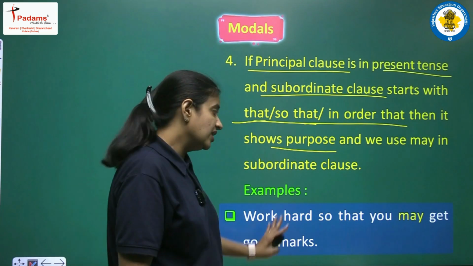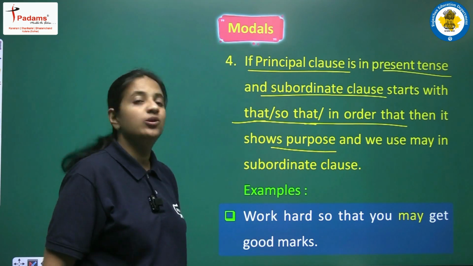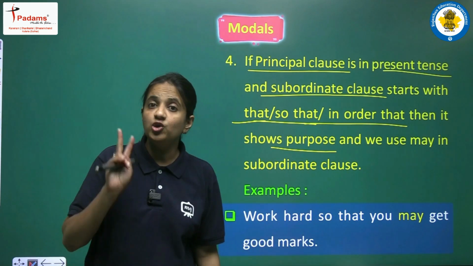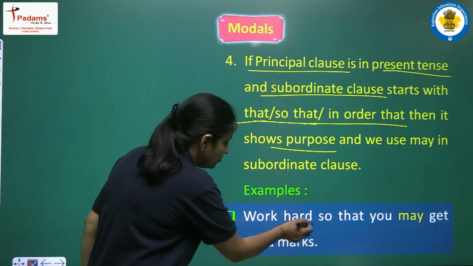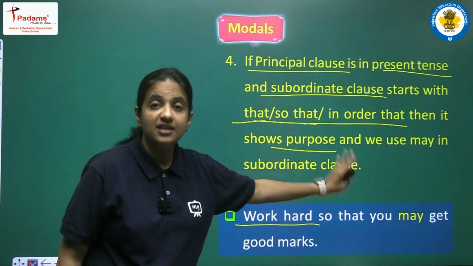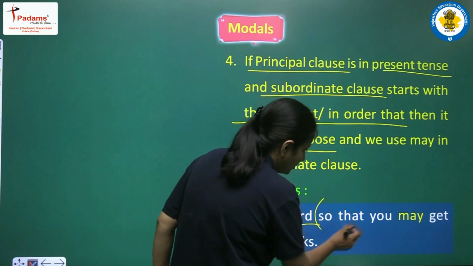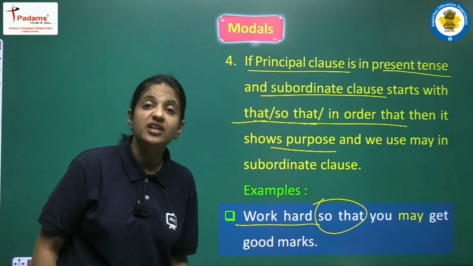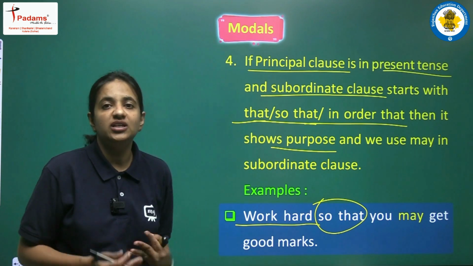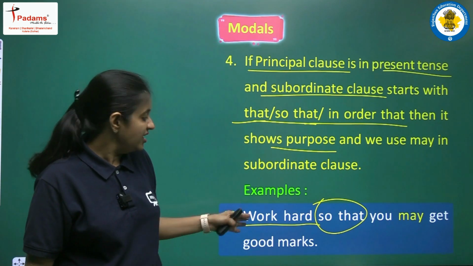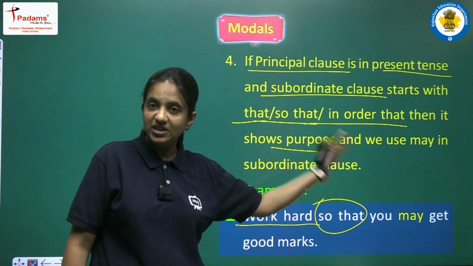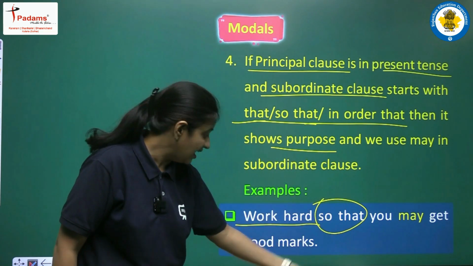We are having: work hard so that you may get good marks. So first of all we can observe that in the sentence we are having two clauses, right? The first clause, or the principal clause, is work hard, okay? And now this is the subordinate clause, and in the beginning of the subordinate clause we are having so that. So yes, now we can use may here as a modal. Why? Just to show the purpose. So here we are giving an instruction to someone and saying work hard so that, what will be the purpose? So that you may get good marks.